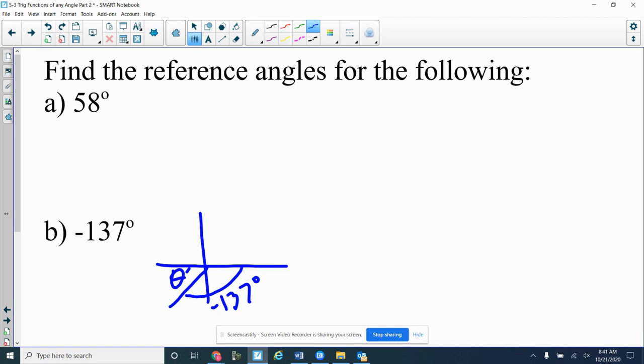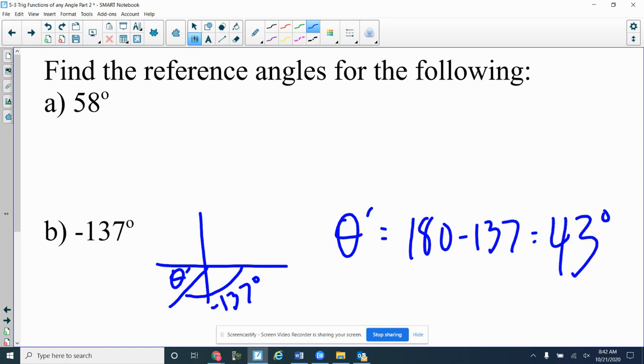How could we find what that angle is? 180 minus 137. Exactly. Make it negative, correct? Well, actually, no. It's always an acute angle, so it doesn't matter if that's negative there. If you go halfway around, that's 180 degrees, right? So we're going almost halfway around. That's just not quite. So you take 180 minus 137. If you do that, what do you get? 43. So the reference angle would be 43 degrees.